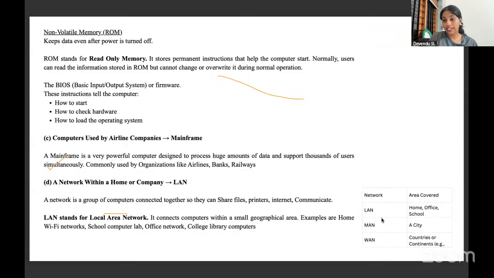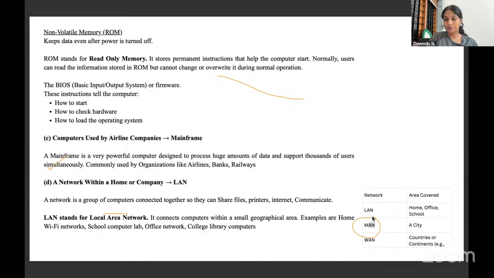We have personal area network. Personal area network means, for example Bluetooth, a network that is connected within a personal space, between me and my device. So what does LAN mean? Local area network within a small geographical area. What does MAN mean? MAN means metropolitan area network.